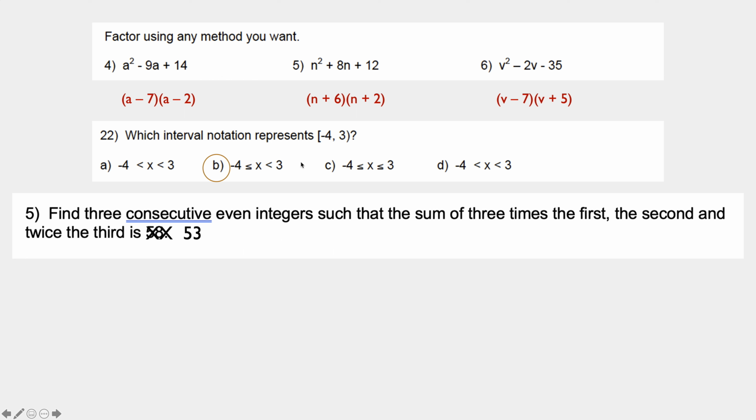Okay, next up, find 3 consecutive even integers such that the sum of 3 times the first, the second, and twice the third is 53. So the 3 consecutive integers are going to be n, n plus 1, and n plus 2. Oh, it says consecutive even. Uh-oh.